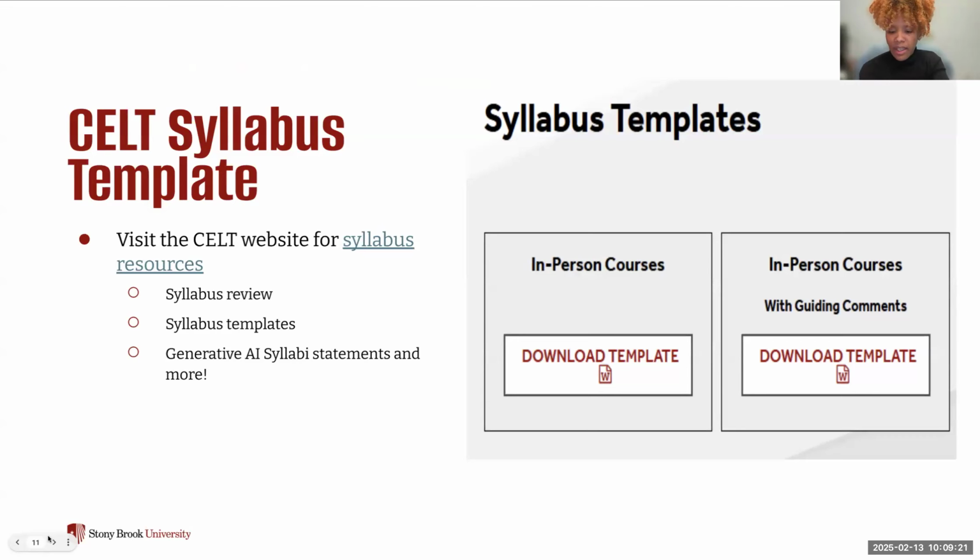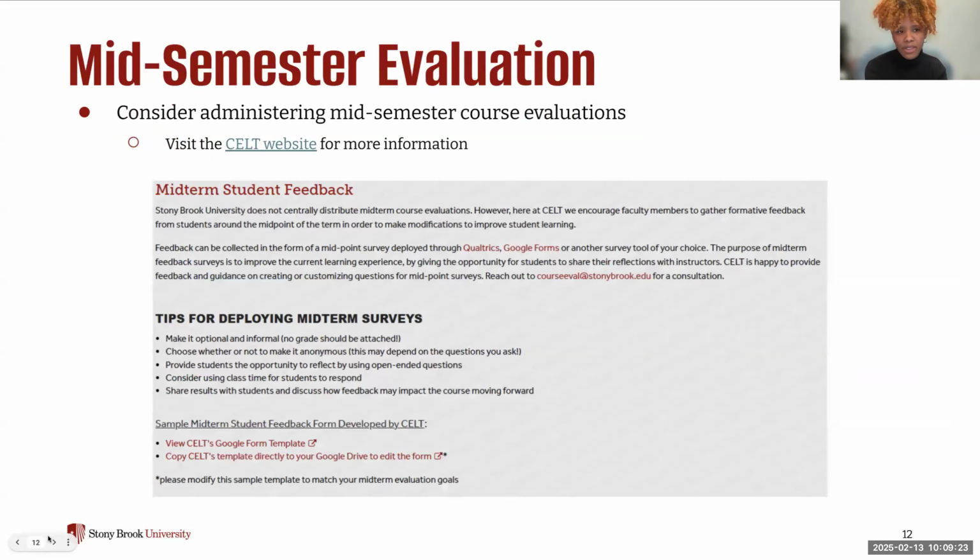Another helpful resource is using the mid-semester evaluation. It lets you gauge where you are as an instructor, but also where your students are at. There is a section on the CELT website where you can use an informal Google Form, or you can create a Qualtrics survey to give to students and tailor your course based off of the feedback your students are giving you.